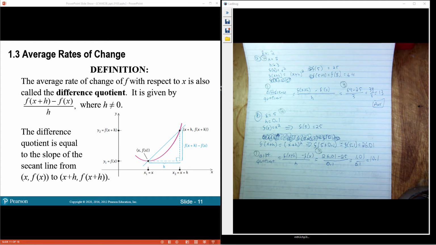The definition of the average rate of change with respect to all x is called the difference quotient. It's given by that formula there, where h is not equal to 0. It's the same slope formula, except that they're describing all the inputs in terms of the initial input. So we have your x, your initial x. The next point would be x plus h, where h is the difference between those points. Hence the name difference quotient.